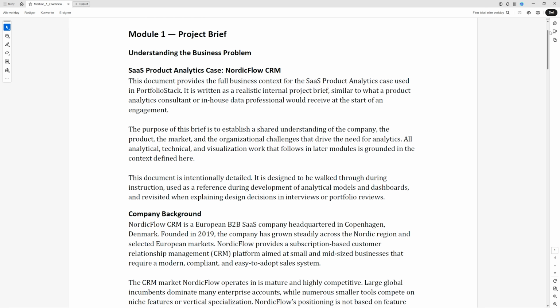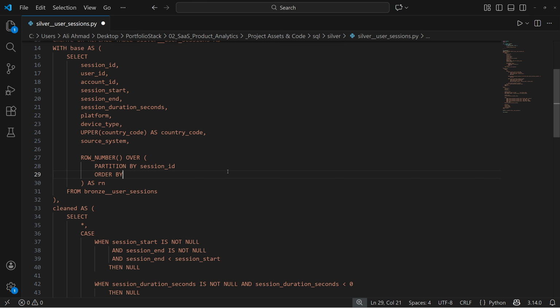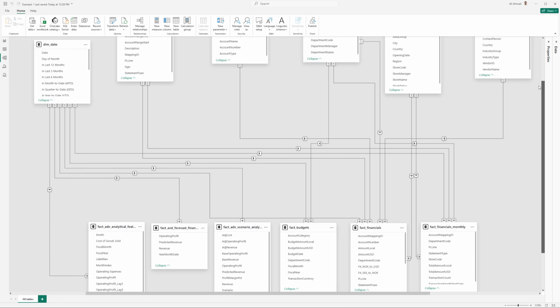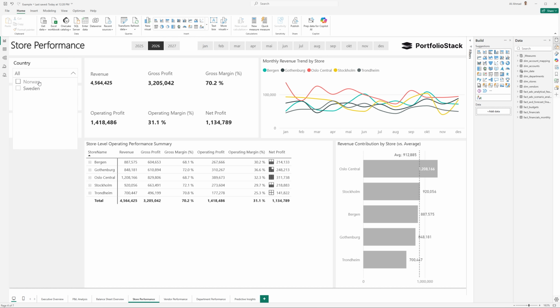I'm Ali. I run a data and analytics consultancy and have led analytics initiatives across multiple organizations. This project is designed as a complete, job-ready analytics portfolio case that showcases how analytics work is done in real organizations.